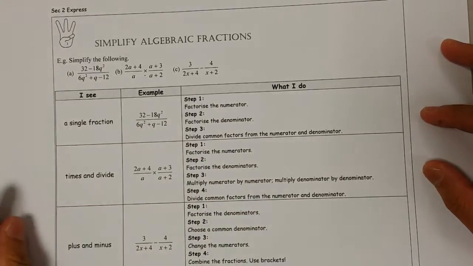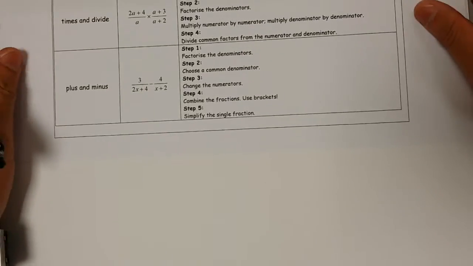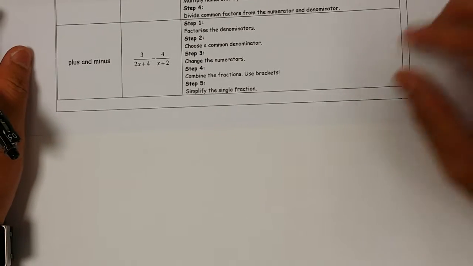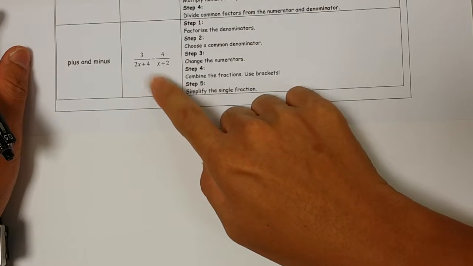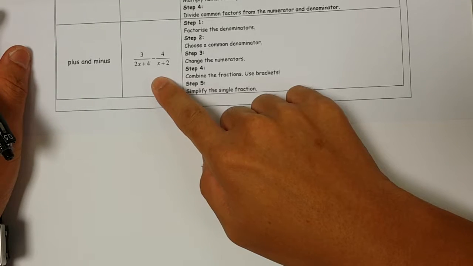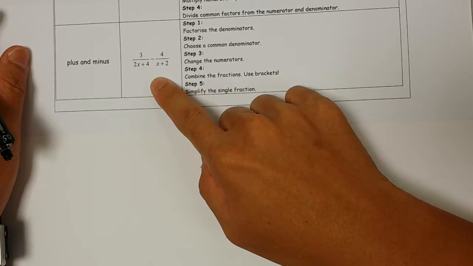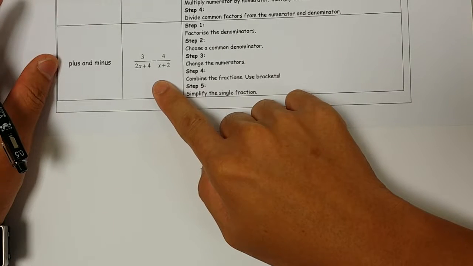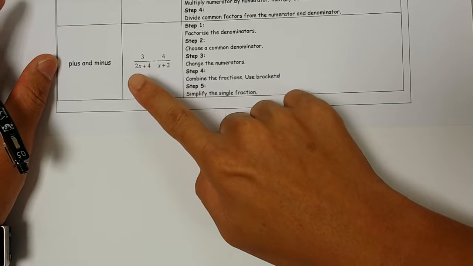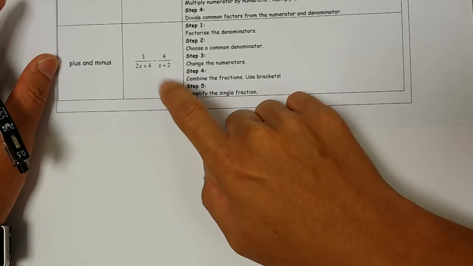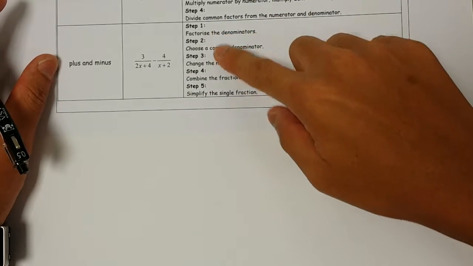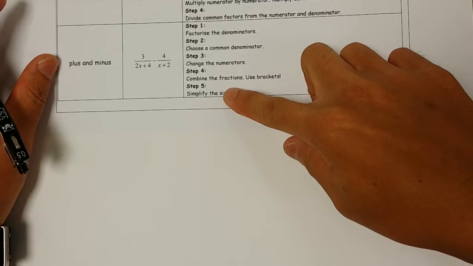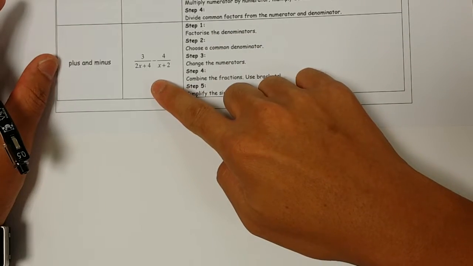So, if I have to plus or minus two algebraic fractions, remember, in any addition or subtraction of fractions, we always must make the denominators the same. Today we're going to show you how to do that when they are algebraic fractions. Now, the steps are listed here. I'm going to go through step by step and demonstrate using this example.